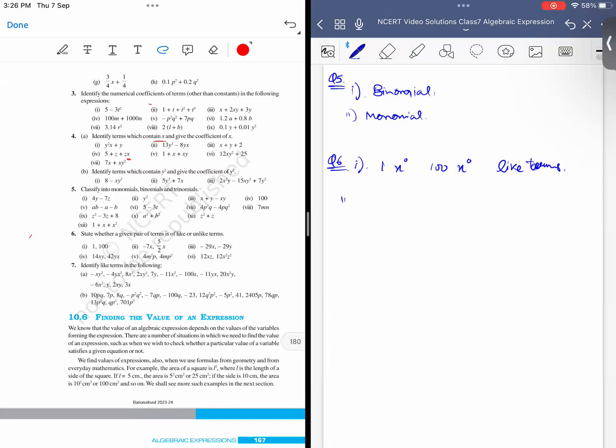Next, second one, minus 7x and 5 by 2x. They are again like terms because they have the same variable factors. Minus 29x and minus 29y. They have different variable factors, right? This has x and this has y, so they are unlike terms.